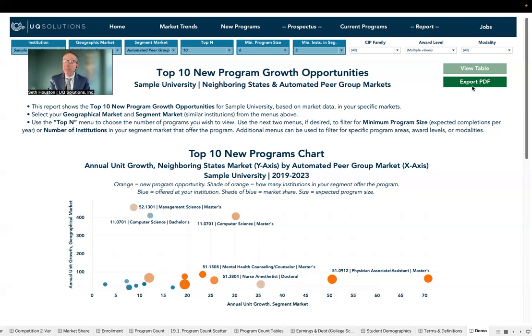Now, of course, we also look at a lot of jobs data, what jobs are growing, what programs lead to what jobs, and where there are areas of unmet workforce need. And we look at that also in this tool as well.